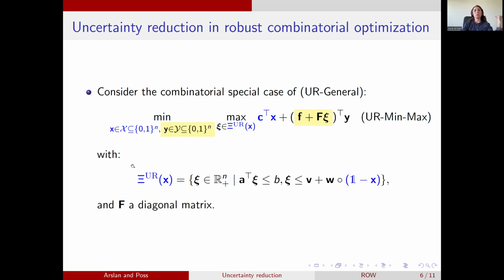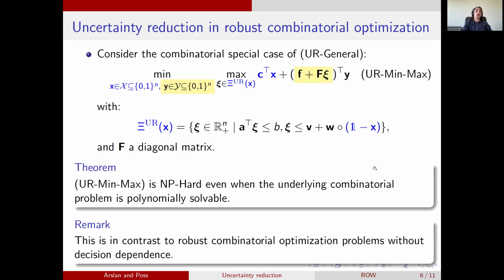And here we will also assume at first that the uncertainty set has only one constraint, a complicating constraint in this form, and then obviously the upper bound constraints. So on these problems, the first thing that we were able to show is that they are actually NP-hard. And this is the case even when the underlying combinatorial problem over Y is polynomially solvable.